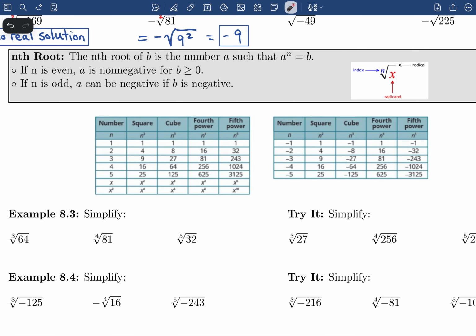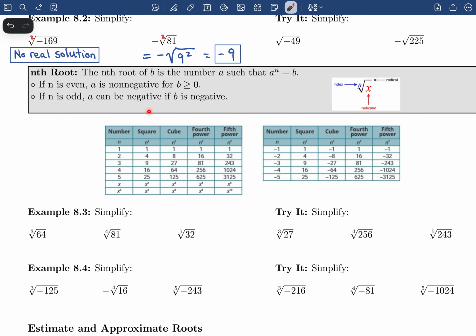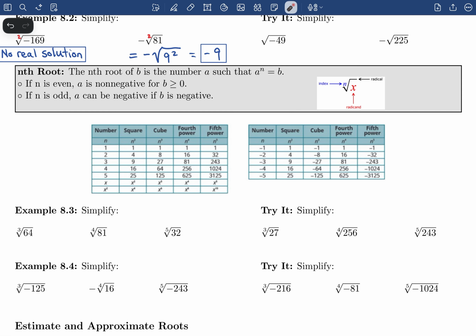Great. So this is potentially useful to you as you proceed forward, especially these fourth and fifth power lists, because we haven't discussed that in this class up to this point.